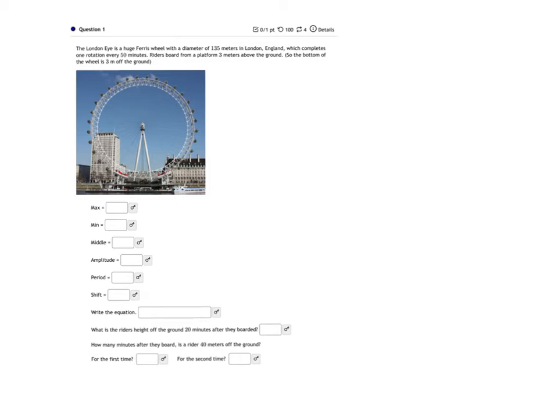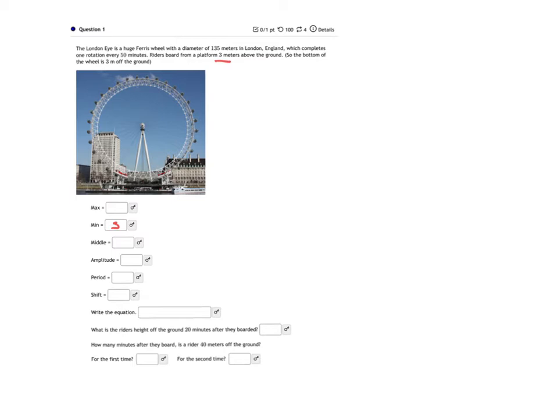It starts off by saying that the London Eye is a huge Ferris wheel with a diameter of 135 meters in London, England, which completes one rotation every 50 minutes. Riders board a platform 3 meters above the ground, so the bottom of the wheel is 3 meters off the ground. So let's start off by finding the maximum and the minimum. Well, the minimum is told to us in the question. The minimum is just going to be 3 meters because that's how low it is when you get on.